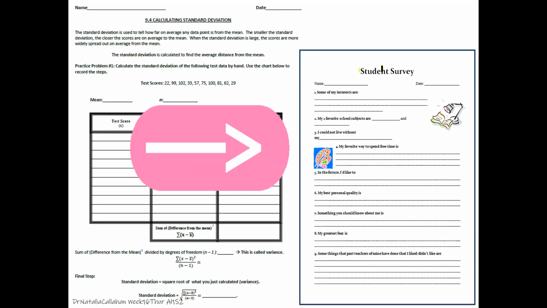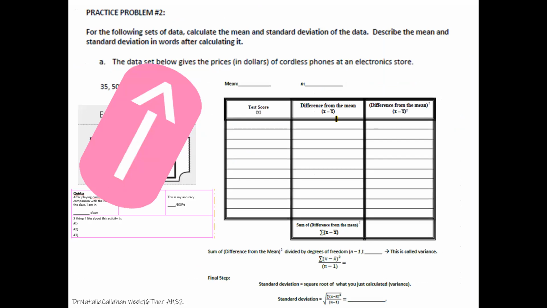Okay, so after that, I want you guys to take the student survey of your interests. So pause the video and go ahead and do that. Okay, so then since you went ahead and did the other one with me, now I want you guys to do this one on your own. The data set shows the prices in dollars of cordless phones at an electronics store. I don't know where you can find a cordless phone for 35 bucks, but okay.